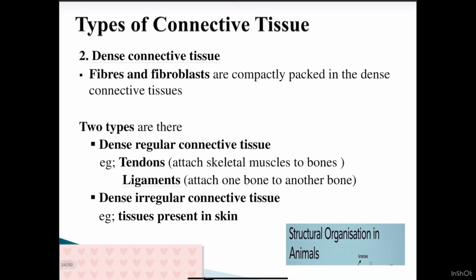In dense regular connective tissue, tendons and ligaments come under this. The tendons attach skeletal muscle to bones, ligaments attach bone to bone, and then dense irregular connective tissue. The best example is the tissue present in the skin. So that's about dense connective tissue.